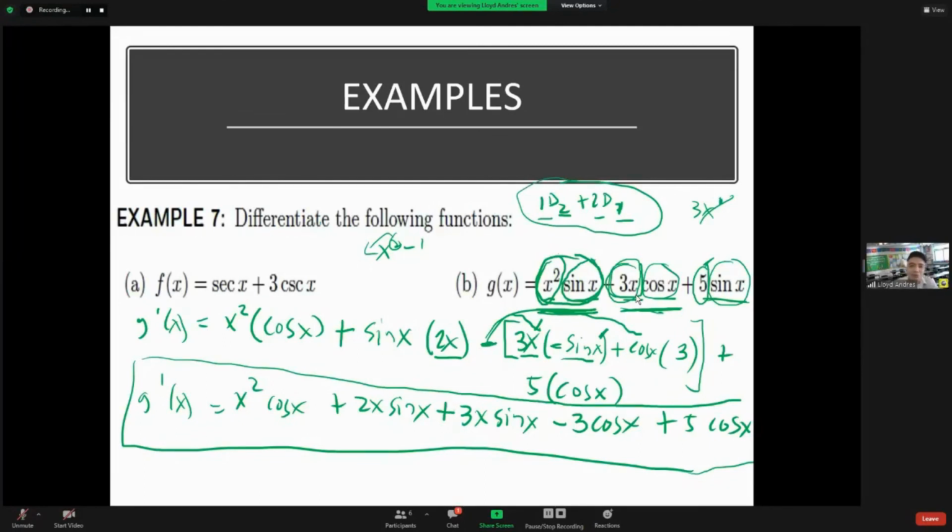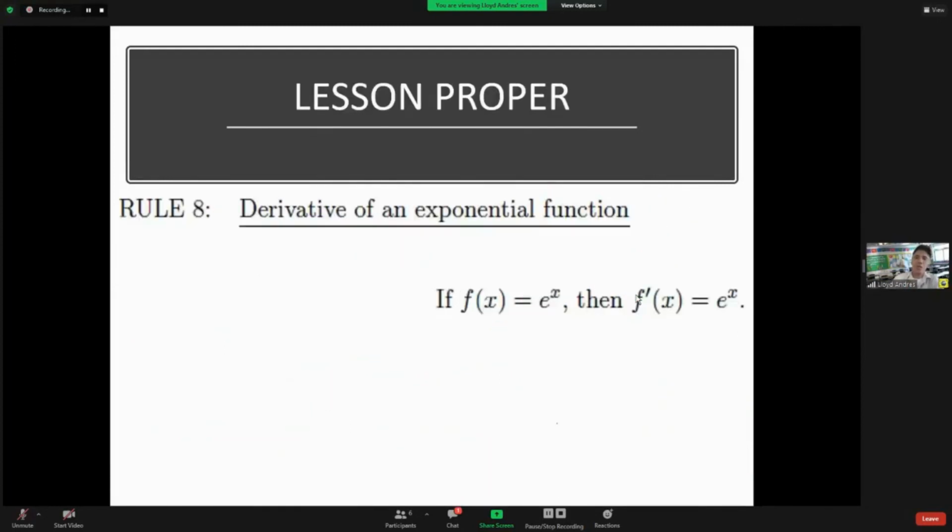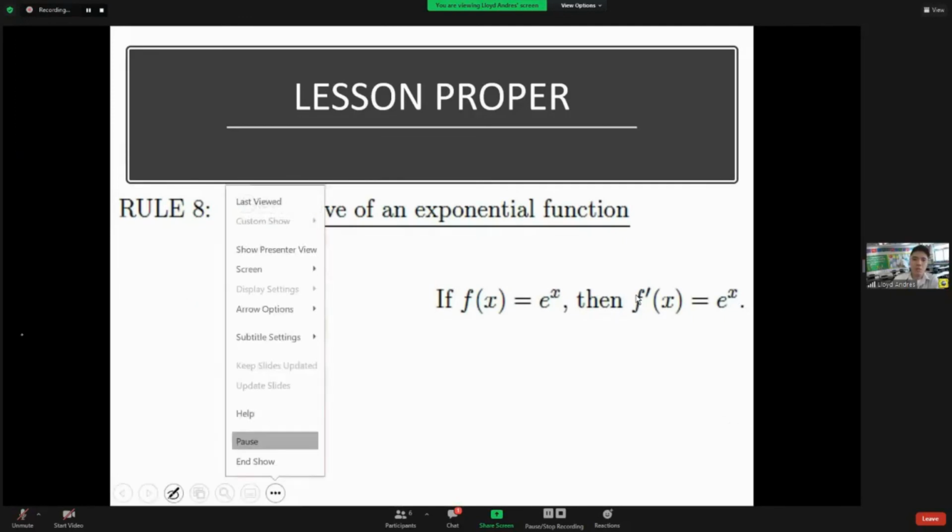So, you'll get used to the trigonometric. I hope you were able to follow so far. Please practice later on to better understand the process. Okay? And lastly, the simplest one, rule number 8, which is the derivative of the exponential function.